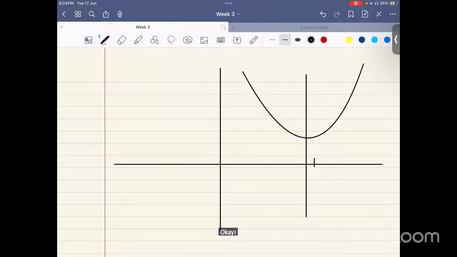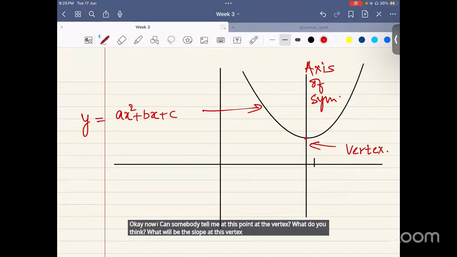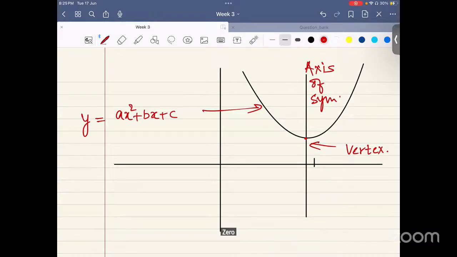Okay, so this is the axis of symmetry, and this is the vertex, right? This is some form of a parabola, that is ax square plus bx plus c. Now, can somebody tell me, at the vertex, what will be the slope? Slope, you know, right? The change in y. 0. Correct. The slope will be 0 at this particular vertex.